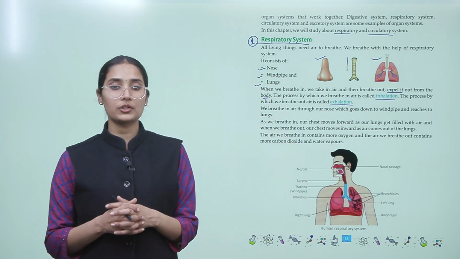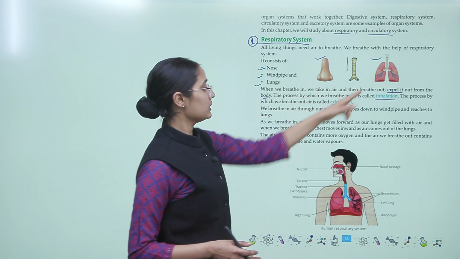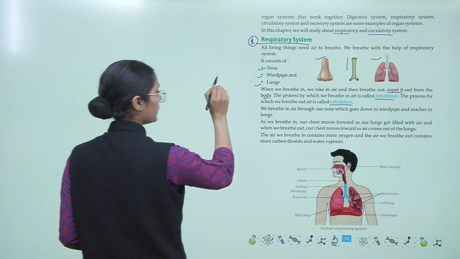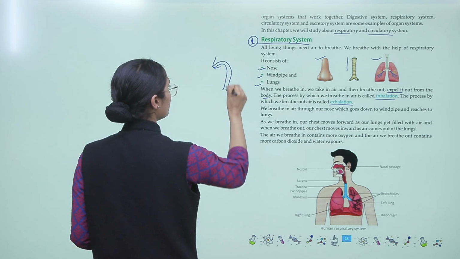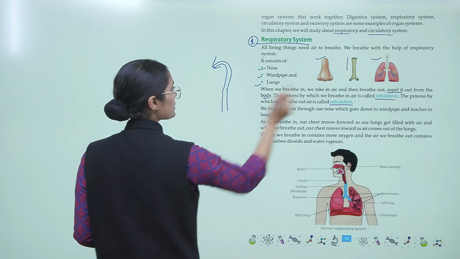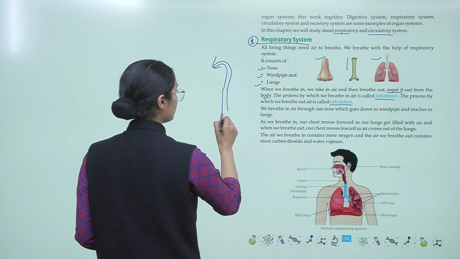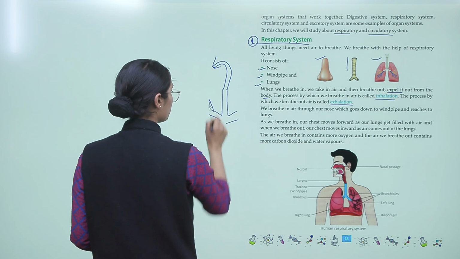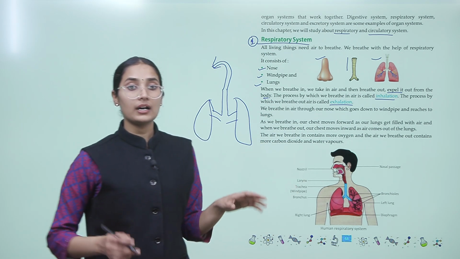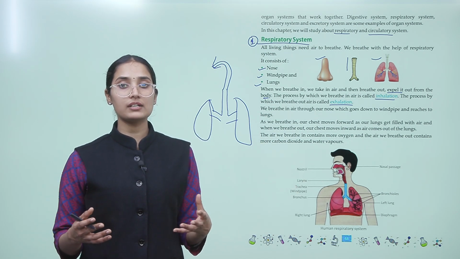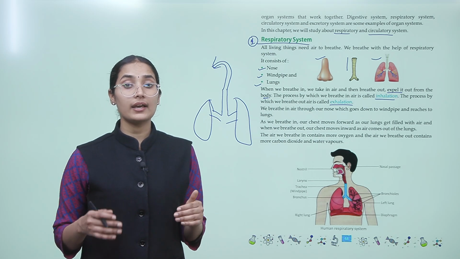We breathe in air through our nose, which goes down the windpipe and reaches the lungs. These three things are connected to each other. How? We have a nose, through which we take in air. Then comes the windpipe, and it is connected to the lungs. As we breathe in, our chest moves forward as our lungs get filled with air, and when we breathe out, our chest moves inward as air comes out of the lungs.